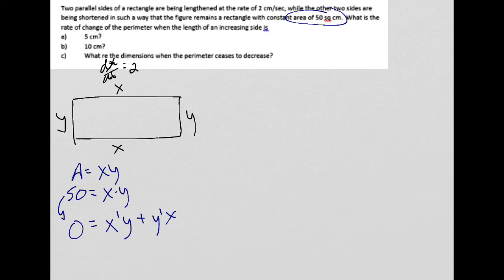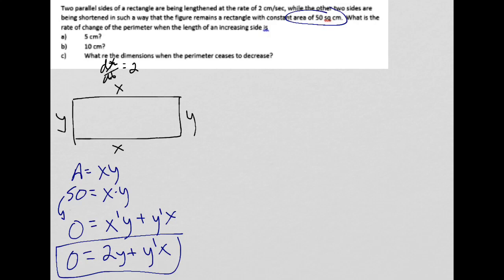And this is one where I am going to write it as x primes and y primes instead of dx/dt's and dy/dt's, just because I think it's easier in this case, as long as I know that that's prime with respect to t. So I know that dx/dt is always going to be 2, so I can replace this x prime with 2. So I get 0 equals 2y plus y prime x. Now that's an equation that we're going to use a bunch.